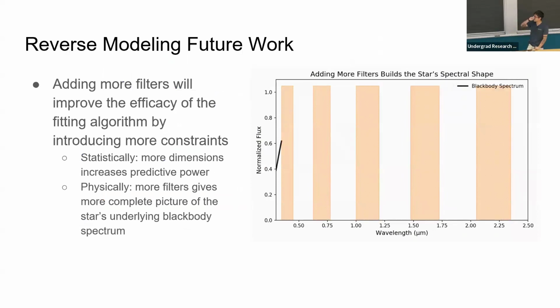We could improve this by adding more filters. You can think about it two ways. If you're a statistician, you're adding more dimensions to your regression model, so you're going to get a stronger prediction. If you want to think about it like a physicist, each of those filters is a little slice out of this black body spectrum. So the more points you add, the more dots you can connect.